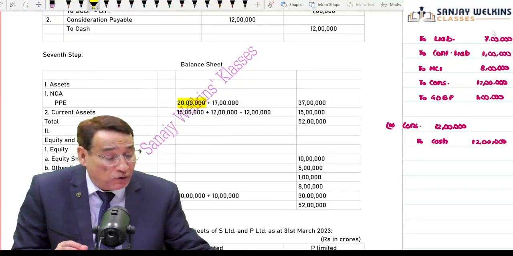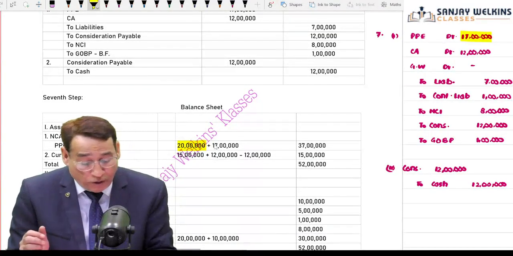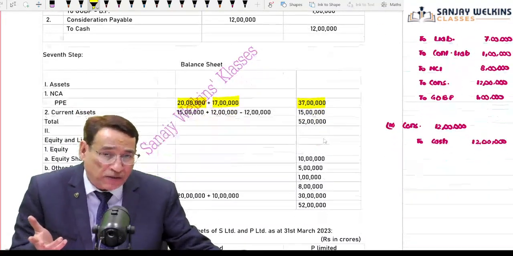Now I will look into the entry. I have taken over property, plant and equipment at 17 lakh. So I'm going to add it here, 17 lakh. So total will be 37 lakh. It is as simple as that.